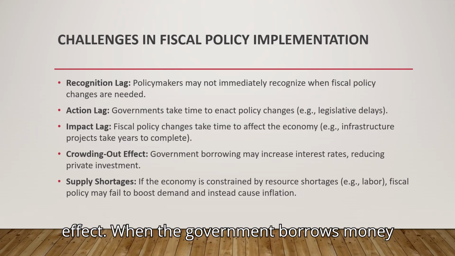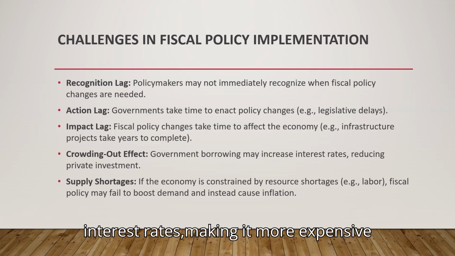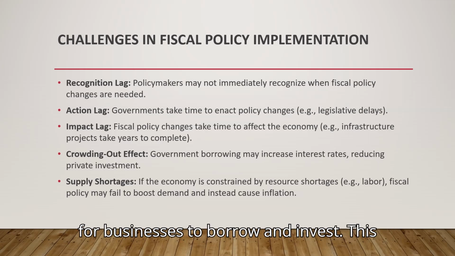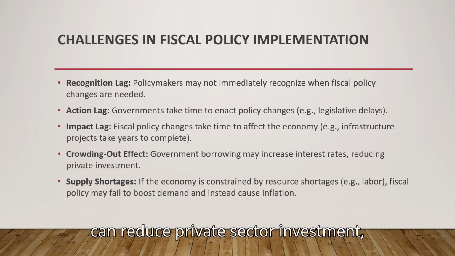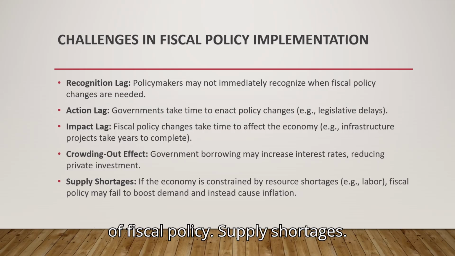Crowding out effect. When the government borrows money to fund its spending, it can drive up interest rates, making it more expensive for businesses to borrow and invest. This can reduce private sector investment, offsetting some of the positive effects of fiscal policy.